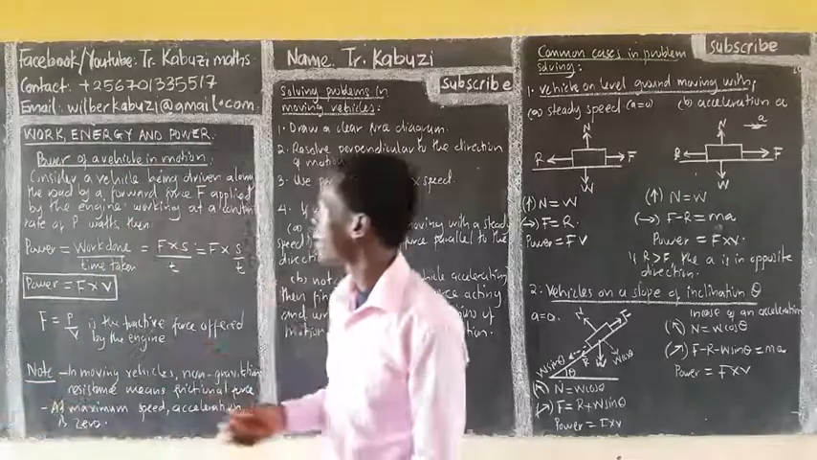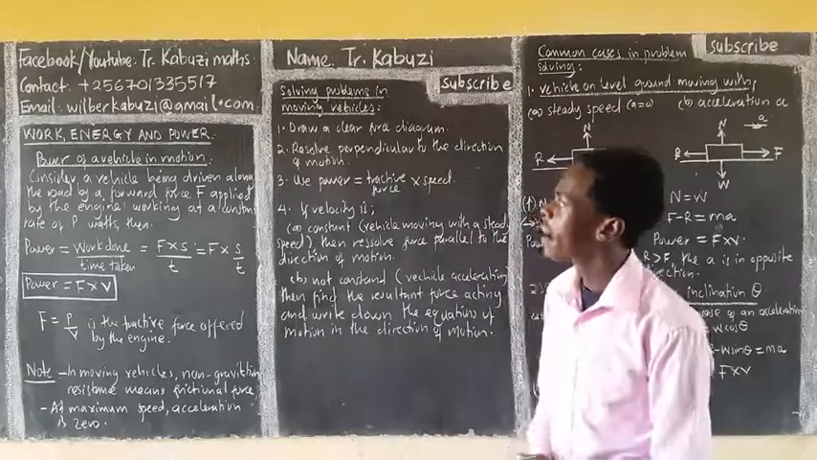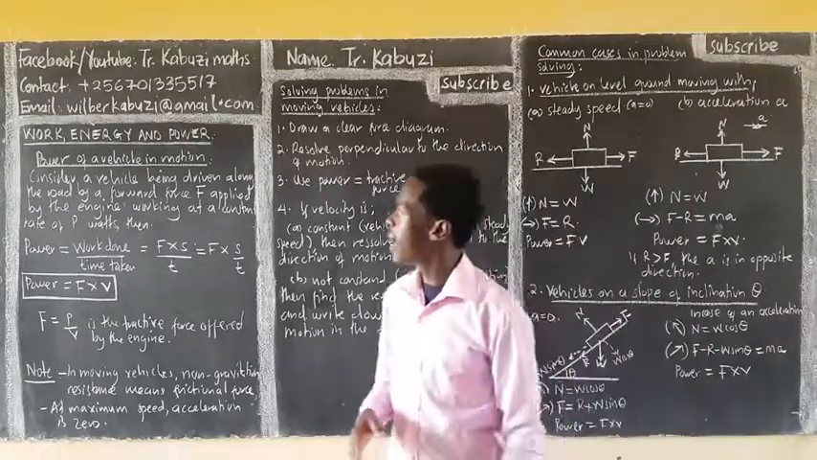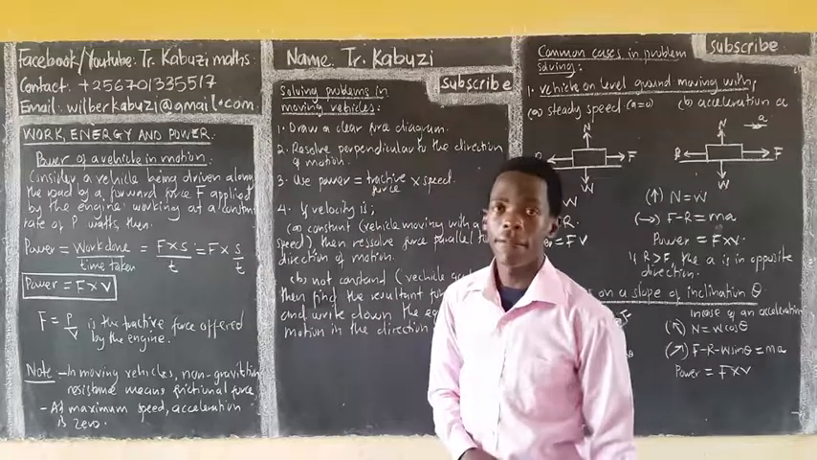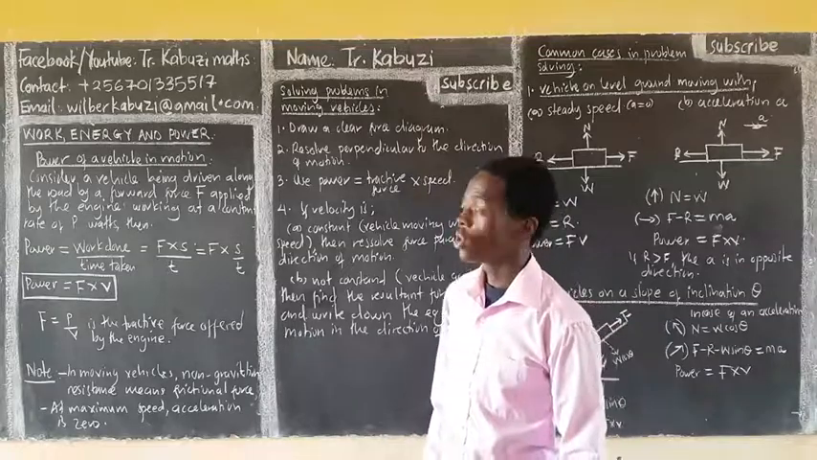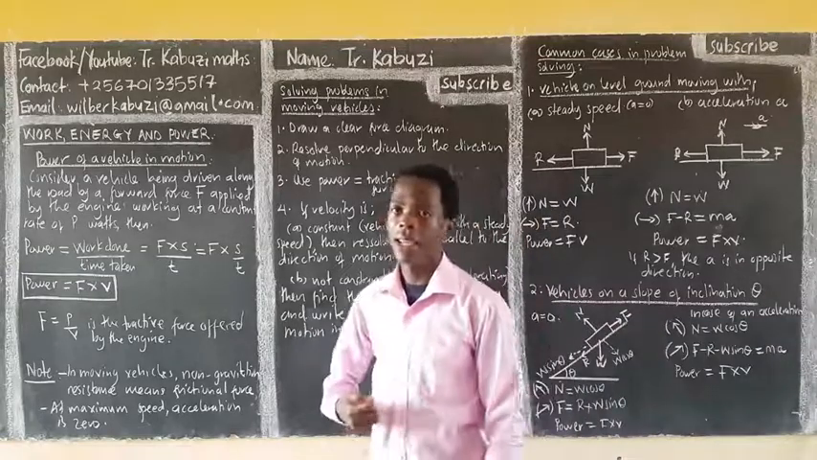Okay, now let us focus on power of a vehicle in motion. Here we are going to consider a vehicle being driven along a road by a forward force F applied by the engine working at a constant rate of P. So that's the power the engine is producing.